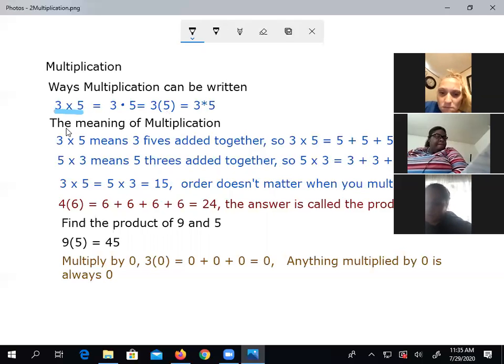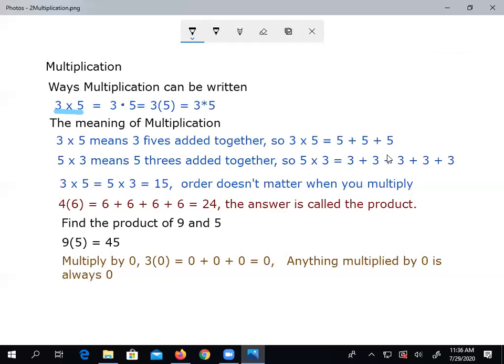Now, the next thing we want to talk about is the meaning of multiplication. 3 times 5 means 3 5s, but those 5s are all added together. So 3 times 5 means 5 plus 5 plus 5. 5 times 3 means 5 3s. That means 3 plus 3 plus 3 plus 3 plus 3. So the first number tells you how many times to repeat the second number. That's what multiplication is, okay?